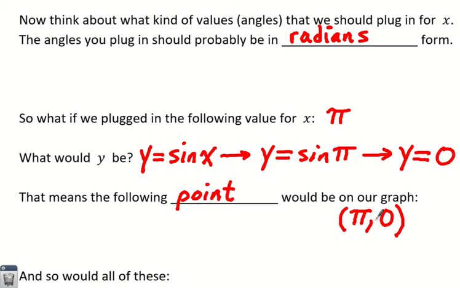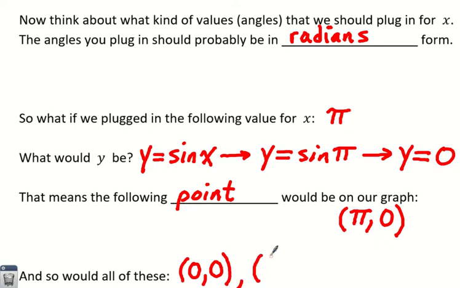So pi comma 0 is going to be on the graph, and so would all of these. If we plugged in 0 for x, wouldn't we get y equals the sine of 0, which is 0? So 0, 0 is going to be on our graph. It's going to be a point on our graph.